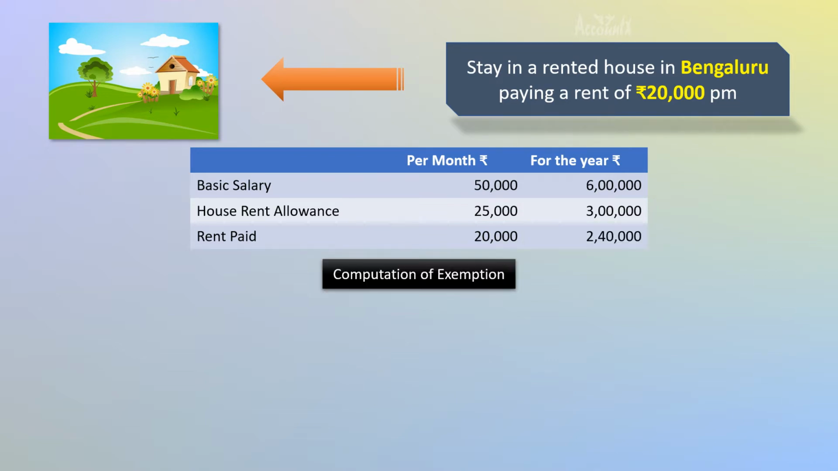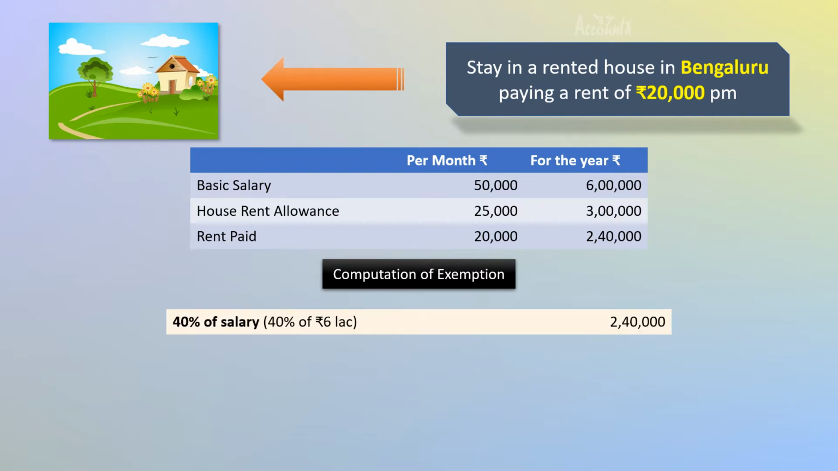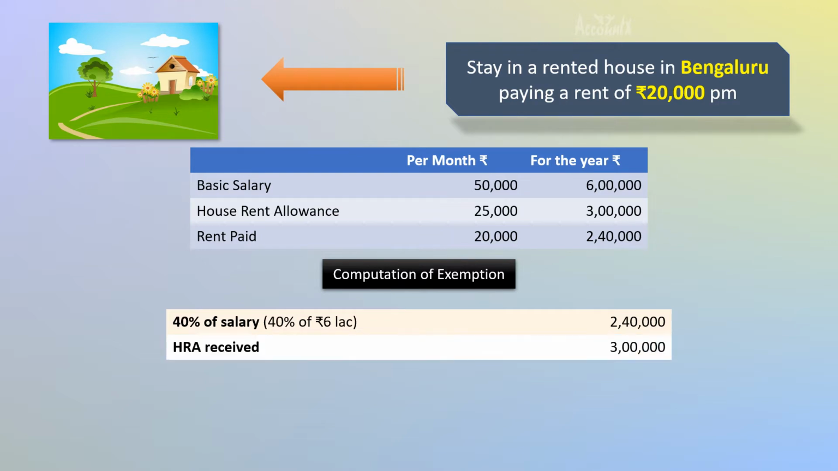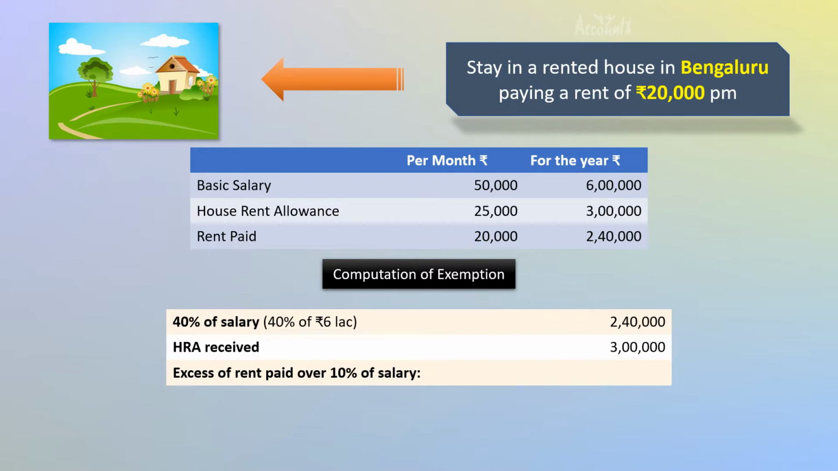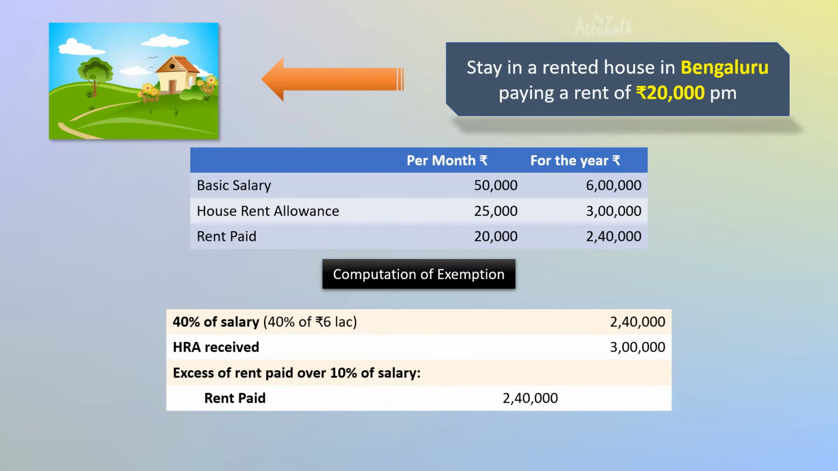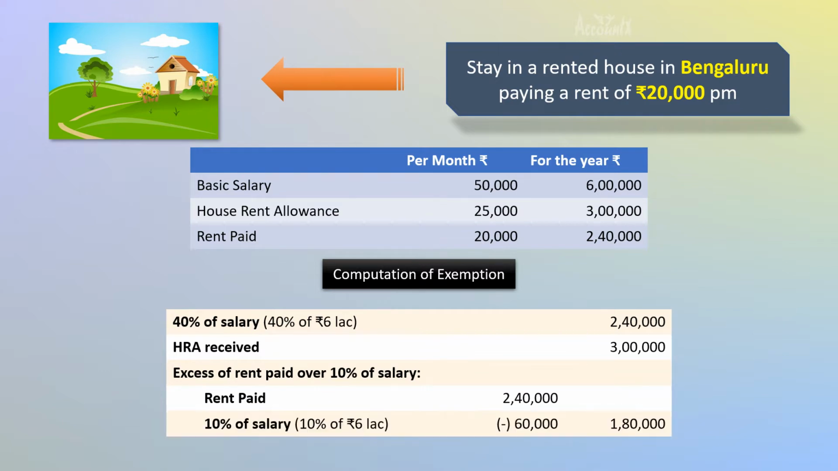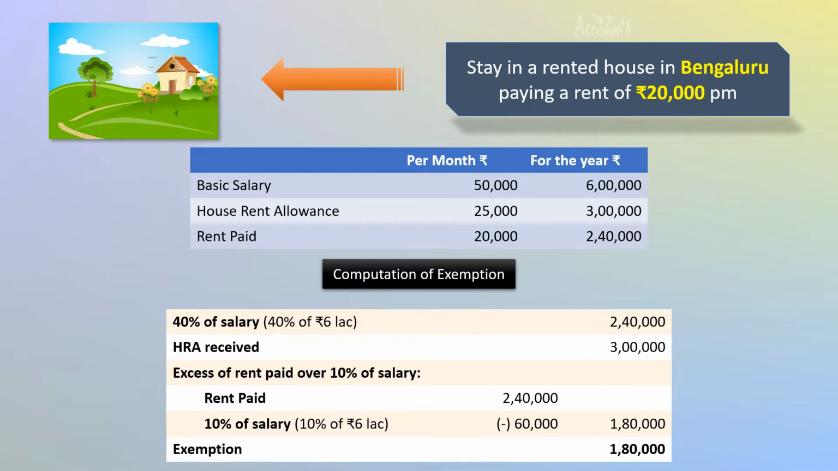Let's now compute exemption. First, 40% of salary because the house is in Bengaluru, and salary here is basic salary, that is 6 lakh. So 40% of 6 lakh will be 2.4 lakh. Then HRA received for the year is 3 lakh. Then we need to compute excess of rent paid over 10% of salary. Rent paid for the year is 2.4 lakh. So 10% of salary, that is 10% of 6 lakh, is 60,000. The difference between the two is 1.8 lakh. So the exemption that you will be able to claim is 1.8 lakh.